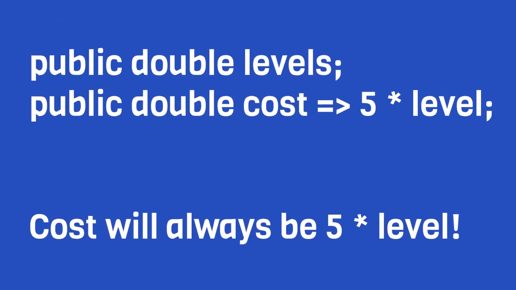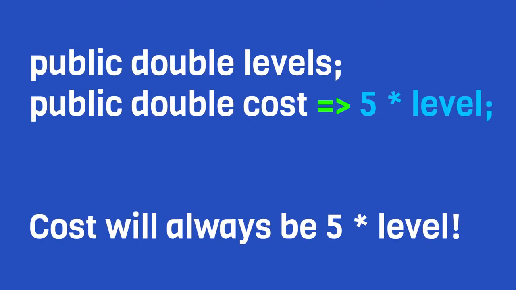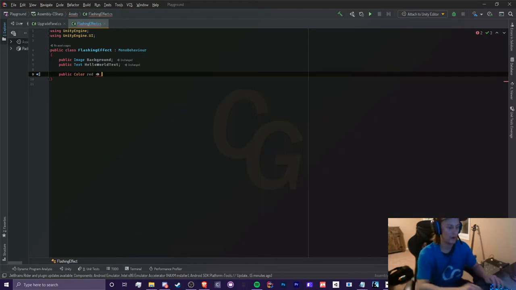A property in our situation with the arrow is where we create a variable with read-only access. A getter, or get, that's the keyword, is where we can return the property's value. That's what we set it to. That's where we have the arrow and then whatever we set it to. So we're going to set this color red to Color.red. So now whenever we access red, it's going to tell me, oh, this is equal to Color.red.